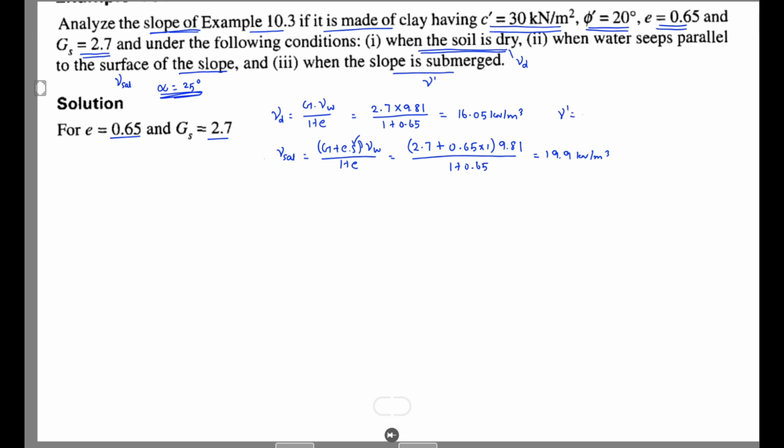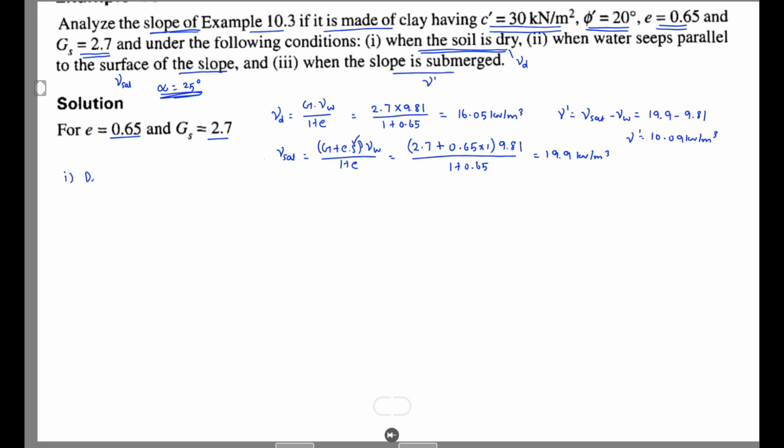Next is gamma dash. Gamma dash equals gamma saturation minus gamma W. So 19.9 minus 9.81, and we get the value of 10.09 kilonewton per meter cube. This is the gamma submerged value. Now we have found the three unit weights for the three conditions, so we can take the first condition.